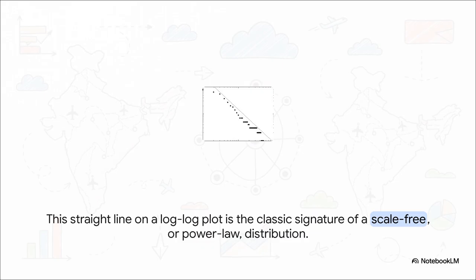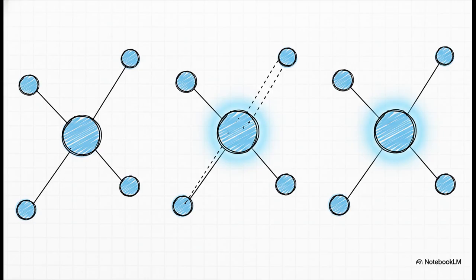And what that means for us is that you have tons and tons of airports with just a few connections, and then a tiny, tiny handful of airports with a massive number of connections. So to answer our question, it's a monarchy. The hubs rule. So how does a structure like this even happen?